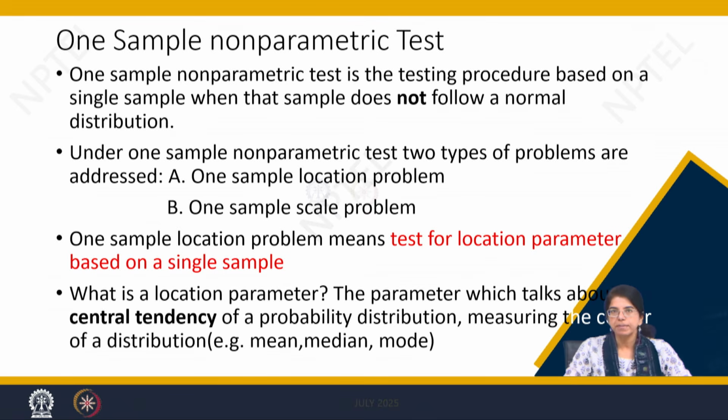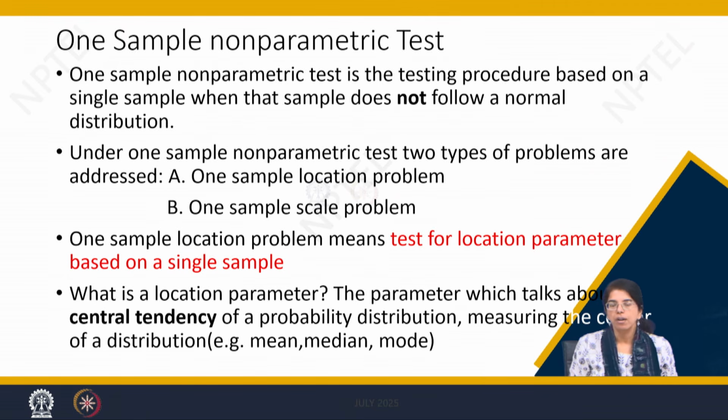Under one sample non-parametric test, there are generally two types of problems. One is the one sample location problem, another is the one sample scale problem. The one sample location problem means a test for the location parameter based on a single sample. What is a location parameter? The parameter which talks about the central tendency of a probability distribution is called the location. That means we are trying to figure out the center of the distribution. Distribution here means the data distribution, the central value of the data distribution.